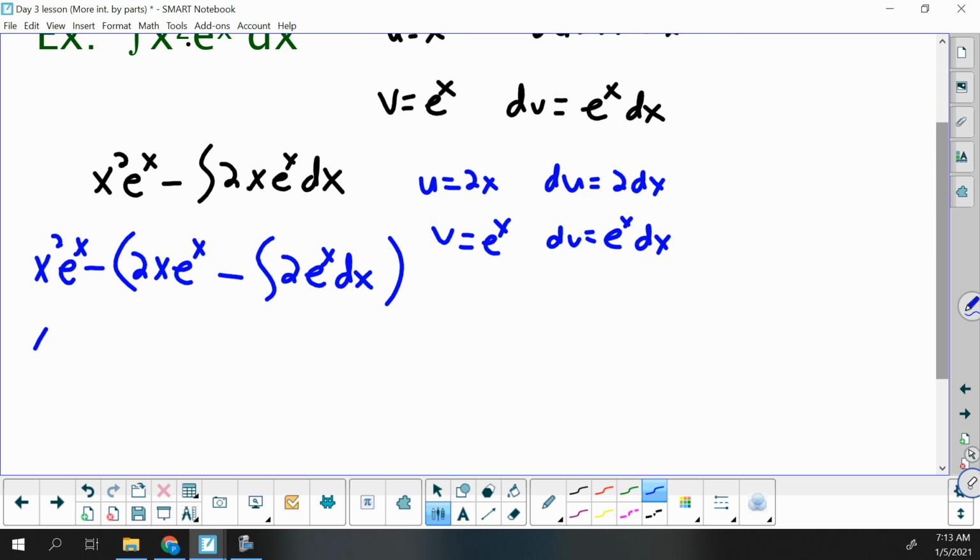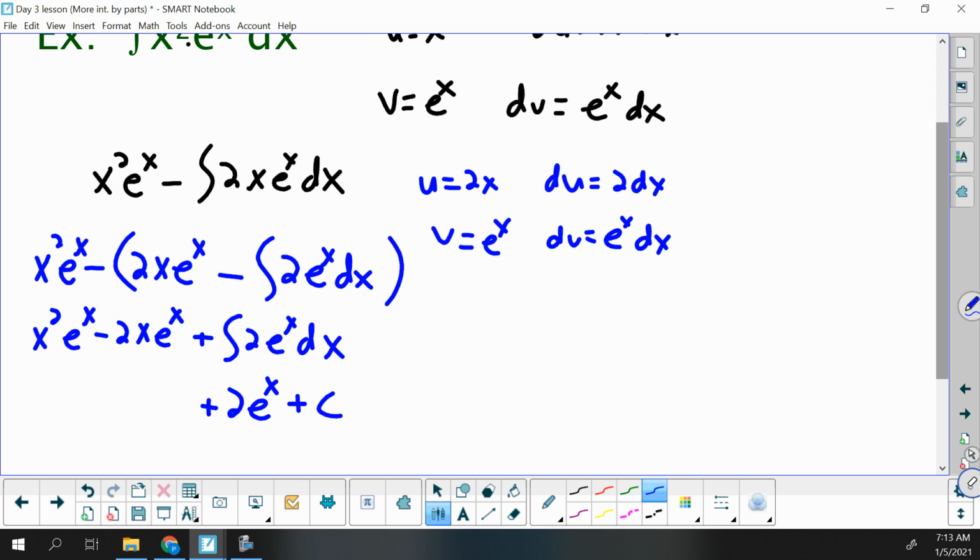So I'm going to go ahead and distribute my negatives. This is x squared e to the x minus 2x e to the x, now plus the integral of 2 e to the x dx. Well, 2 is just a coefficient. Antiderivative of e to the x is just e to the x. So this is going to end up as plus 2 e to the x plus c. And then we'll just carry everything else down. So sometimes you might have multiple integration by parts that you have to do in order to resolve your integral.